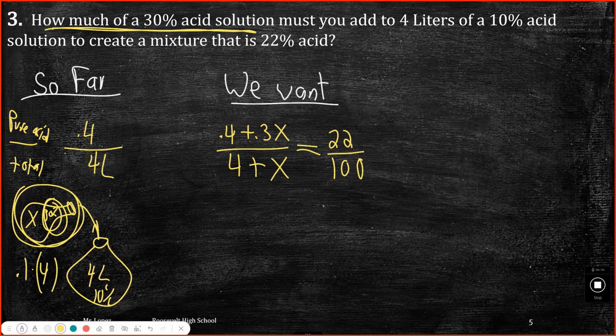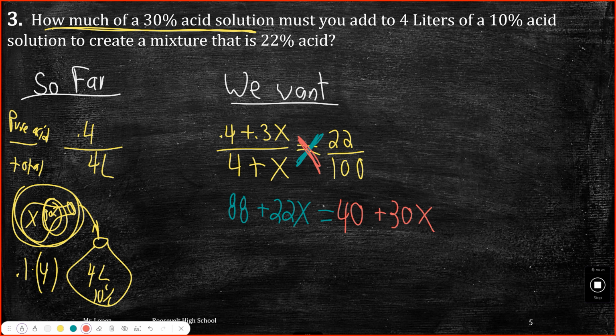Let's cross multiply it and get the answer again. Let's go like this. 22 times 4. 22 times 4 is 88. Plus 22x. And let's go the other way. So that's going to be 100 times 0.4. What is that? 40? 100 times 0.3. Is that 30?